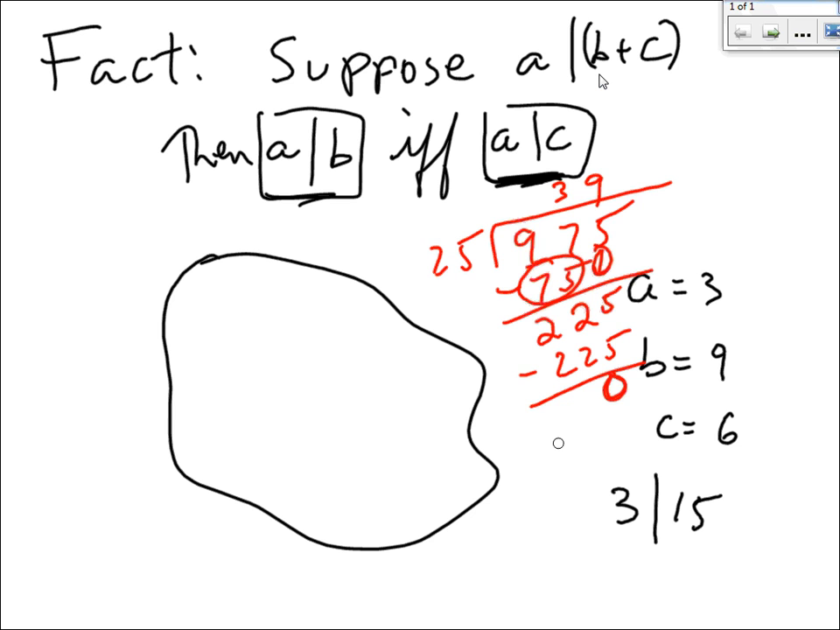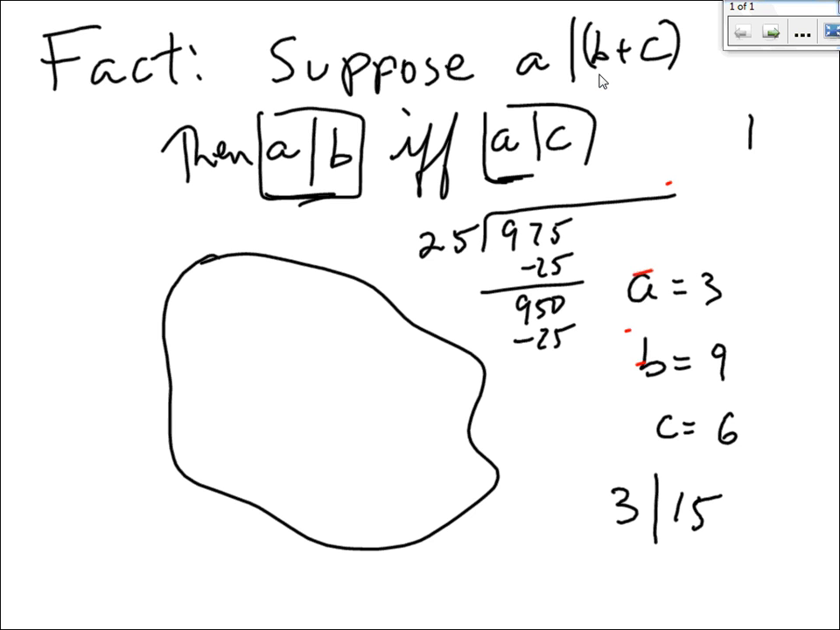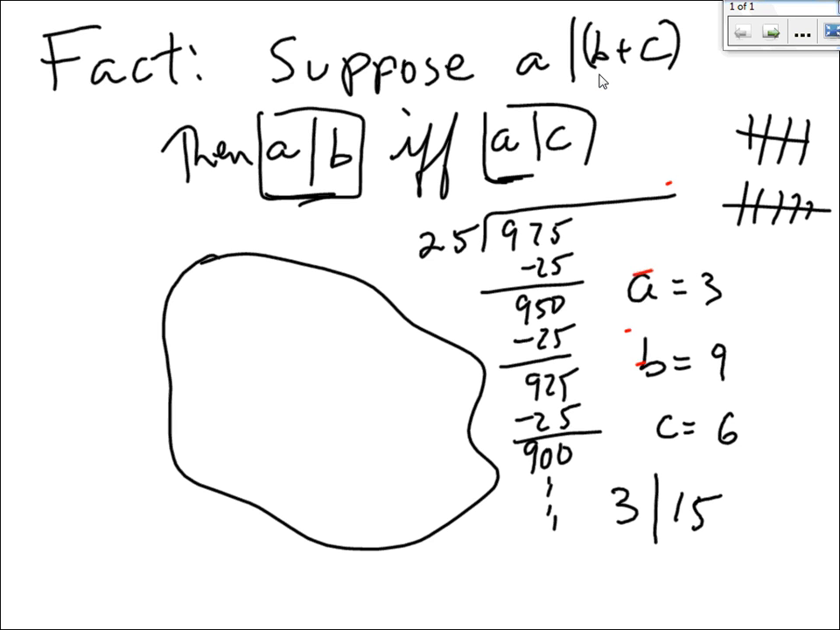Okay. Or another way of doing this. Don't do it this way, but it works. You can take away 25 one time. That's 950. Take away 25 another time. That's 2 times. Take away 25 a third time. That leaves you 900. And if you keep doing this, eventually you would have... I'm not going to do it. But you'd have 39 in all. You will have taken away 25 39 times.